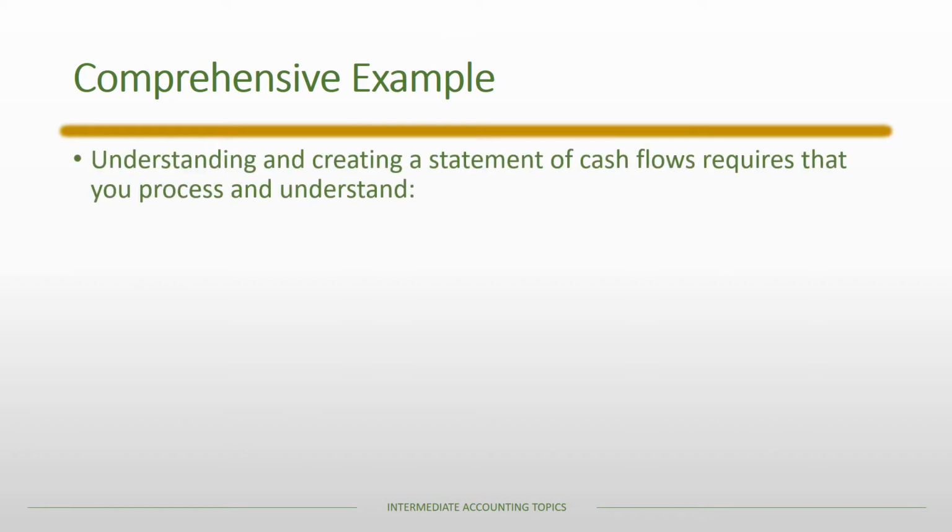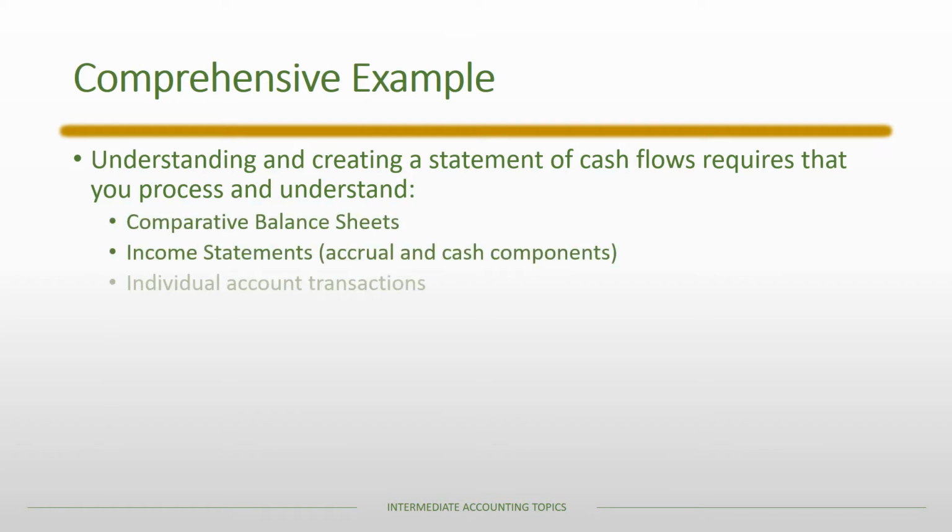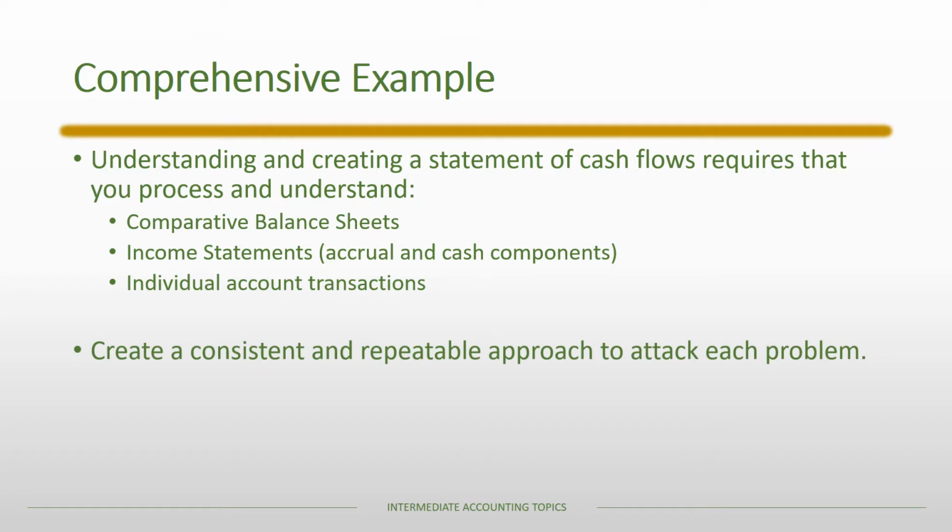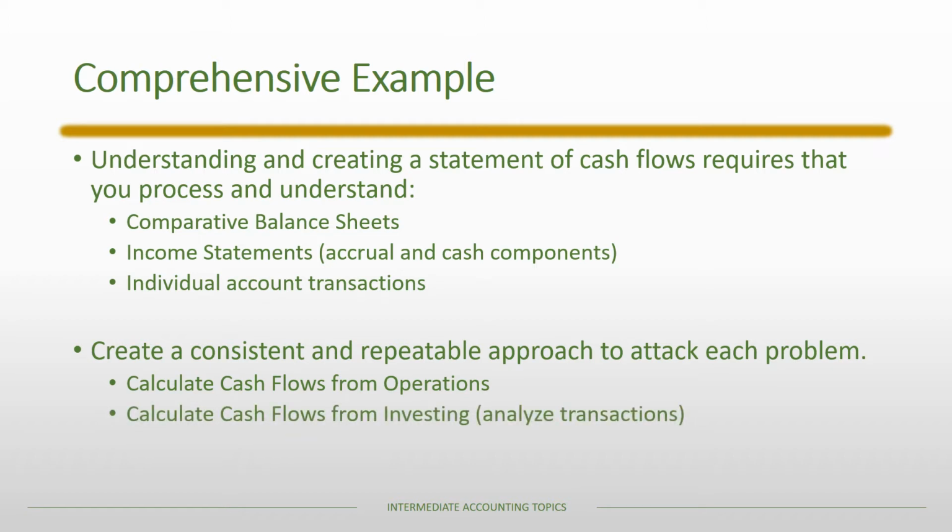Okay, so whenever you're doing a comprehensive example, again, you have to understand comparative balance sheets, income statement items, and also individual account transactions. And so what's required as far as your understanding has not changed. And just like the indirect method, you need to create a consistent and repeatable approach to attack a problem when it comes to the direct method. And again, I would always start with the cash flows from operations, then move into investing, and then move into financing.